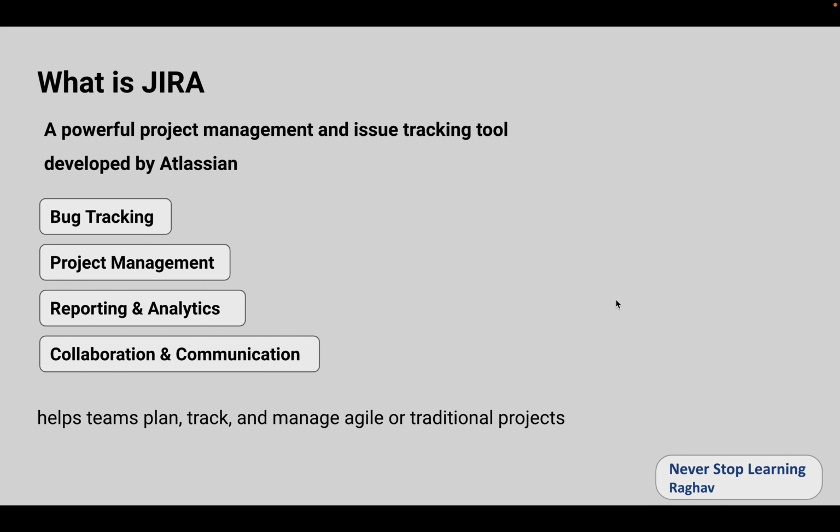So in all, you can say that Jira is a project management and issue tracking tool, and it helps teams to plan, track and manage agile or traditional projects. Now, Jira is very well used with agile projects, but you can also manage your traditional projects with this tool. And by the end of this session and by the end of this series, you will be able to use Jira confidently for all your projects.